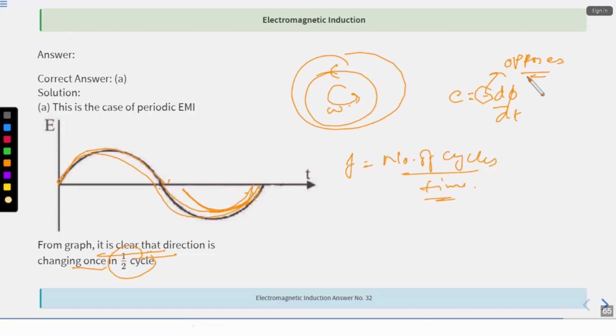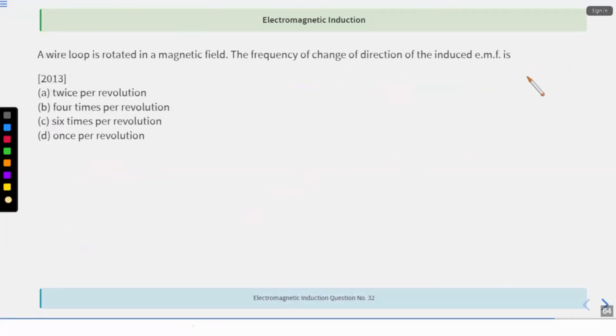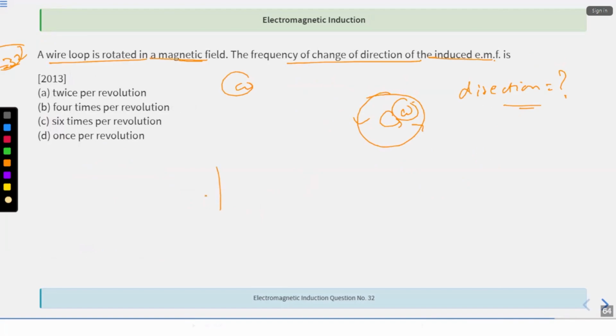So basically in half cycle, that is for this much distance, pi, it is changing like this and then again this. Cool. So this is a case of periodic EMI that's shown here. Since it is changing twice in one cycle, first and second, it would be twice per revolution, which is option number A.